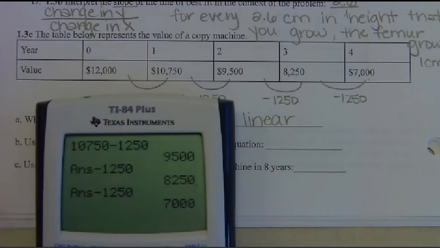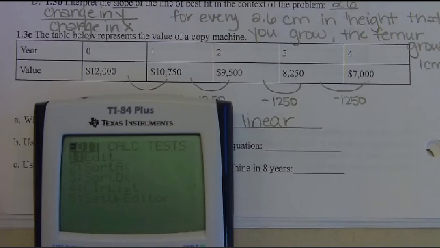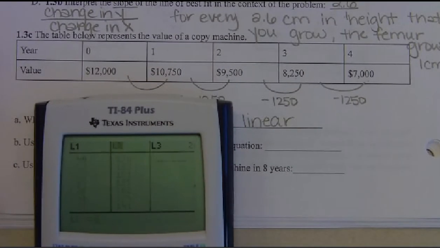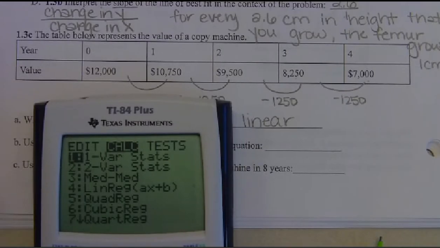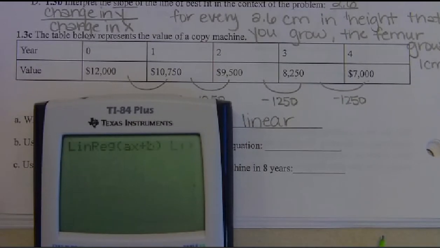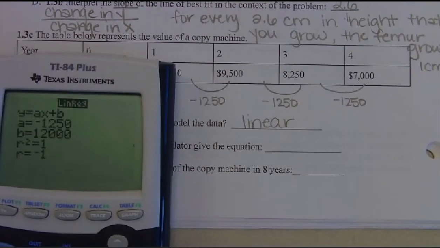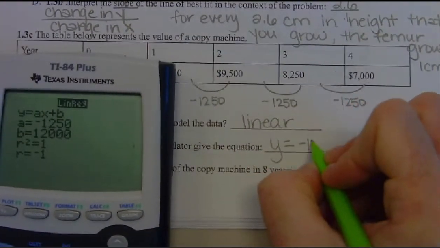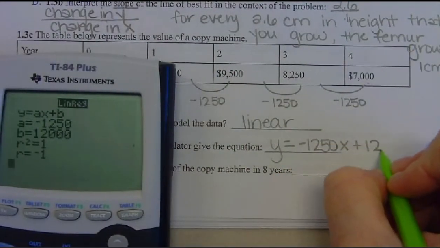Let's try again on our calculator to get that regression line. So we're going to go to Stat, Edit, clear your L1 and clear your L2 by highlighting them and hitting Clear and Enter. Under L1, we're going to put all of these values in terms of my year, and under L2, we're going to put the cost. Once I enter in all the information, I go over to Stat, over to Calculate, down to number 4 again. I hit Enter until my equation comes up. So my linear equation is going to be y equals negative 1250x plus 12,000.